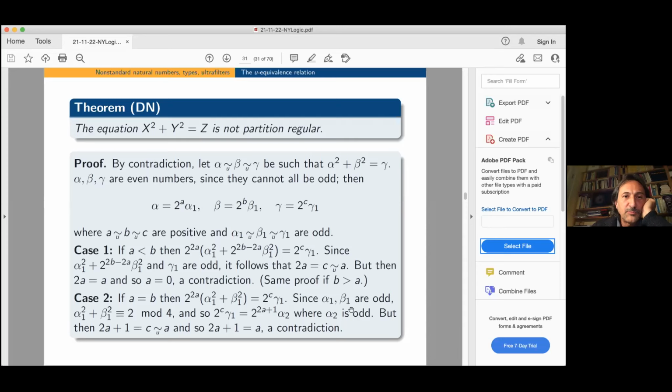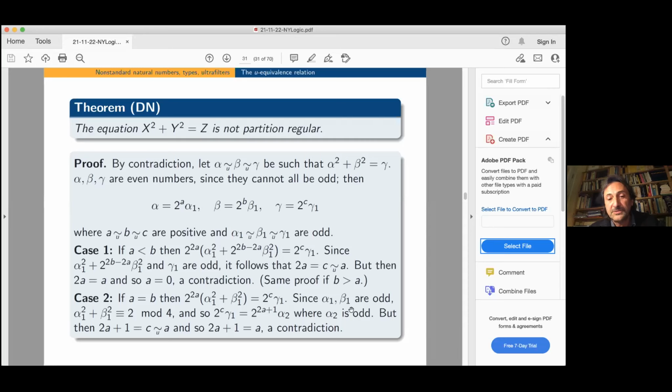For instance, one can prove that x squared plus y squared equals z is not partition regular by using similar ideas. Again, you assume by contradiction that you have equivalent numbers satisfying the equation. You factor the number by considering the prime number 2. Now they are equivalent, so they are A, alpha, and gamma. They are all even numbers or they are all odd, but they cannot be all three odd, otherwise they will not satisfy the equation. So they must be even, so the exponents are positive.